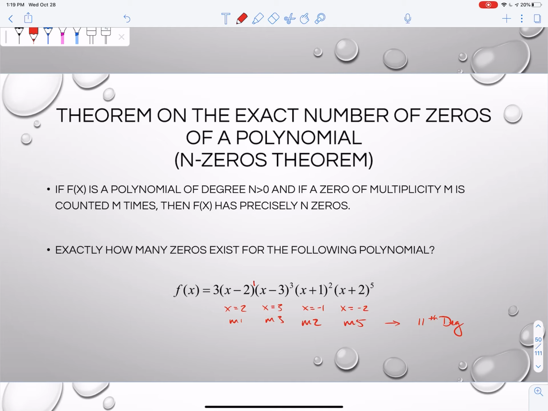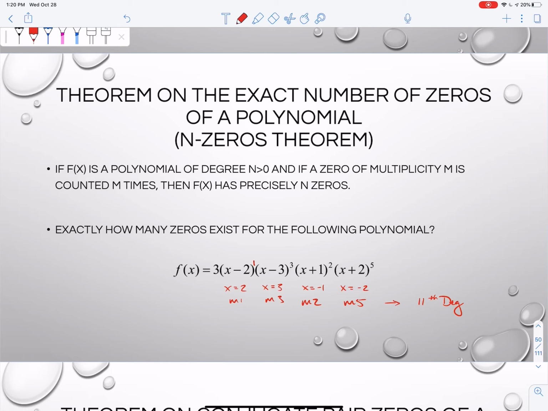Again, that is good to know. We're going to use that a lot. The degree tells me the number of zeros, and when I add up the multiplicities, which is something we'll do to double check that we have everything, that we didn't miss anything, is where that's going to come into play mostly.